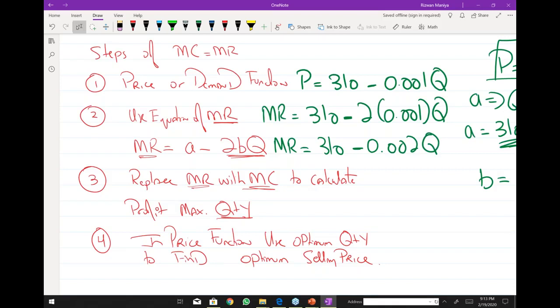I hope this is clear. Now let's do one more thing. And what is that? Let's replace MR with MC, because it says that the point is of the profit maximizing point. The point is of the profit maximizing point when MC is equal to MR.